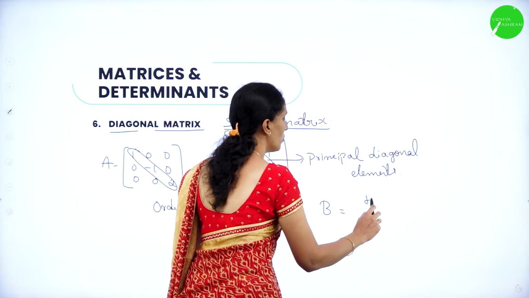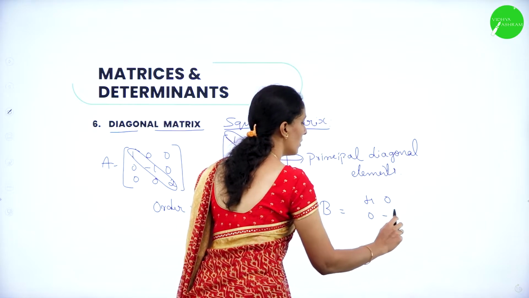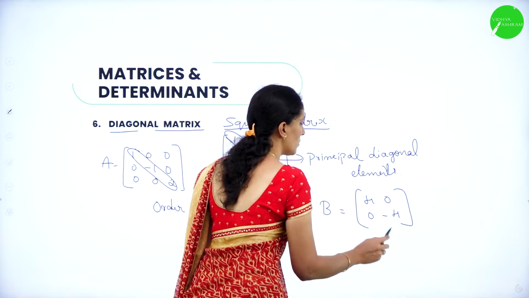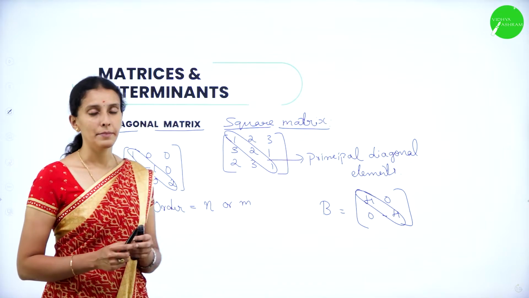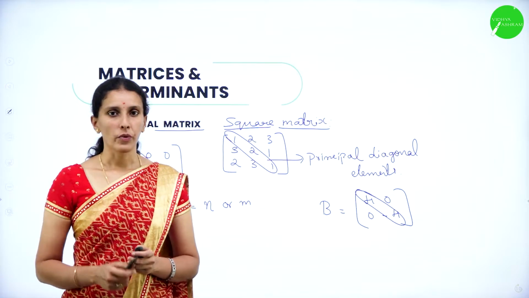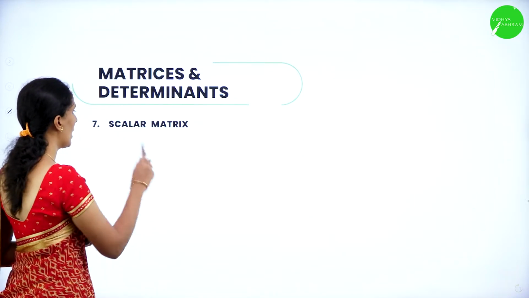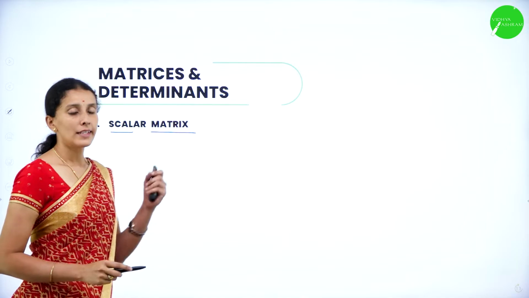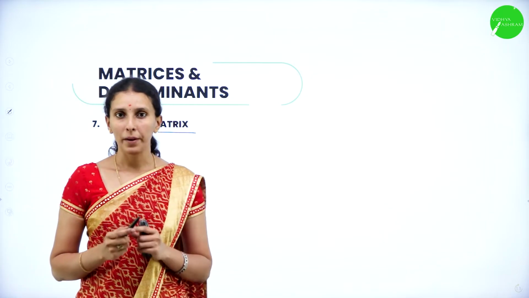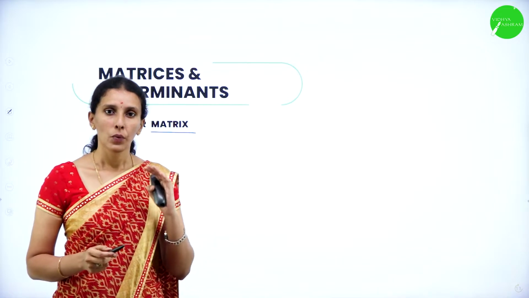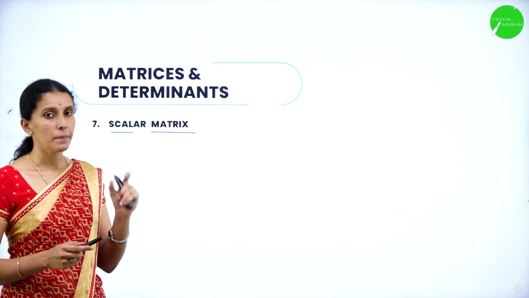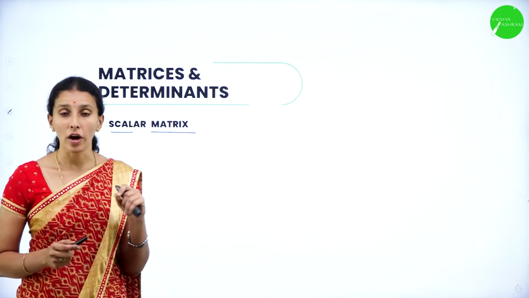B is equal to 4, 0, 0, minus 4. So here also the principal diagonal is not 0. The other elements are 0. Next one is the scalar matrix. A scalar matrix is also a square matrix. It is just like a diagonal matrix, but one extra condition is that the principal diagonal elements are equal.